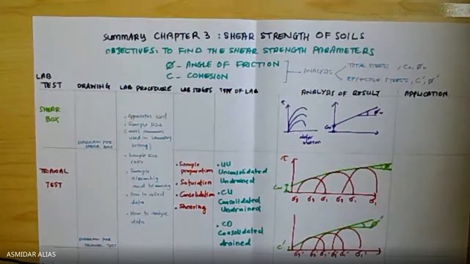To make a summary for chapter 3. So this is everything that comprises in one single paper to show you the importance of the topic discussed in chapter 3, which is shear strength of soil.